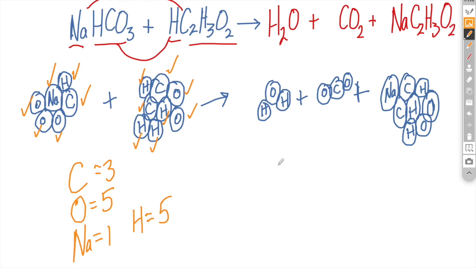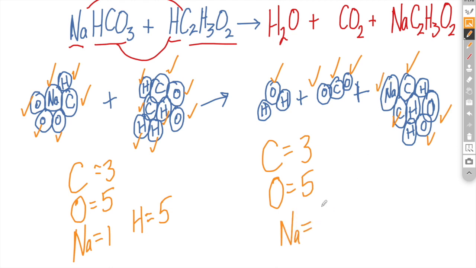Okay, let's see if the other side's the same. We'll do carbons first: one, two, three. Oxygens next: one, two, three, four, five. Nas are next, which is that one, which is one. Then H is last: one, two, three, four, five. And you notice that it's the same. So the coefficient that would go in front of each chemical formula is a one. That's a pretty easy one to balance, actually, because it's already balanced for you.